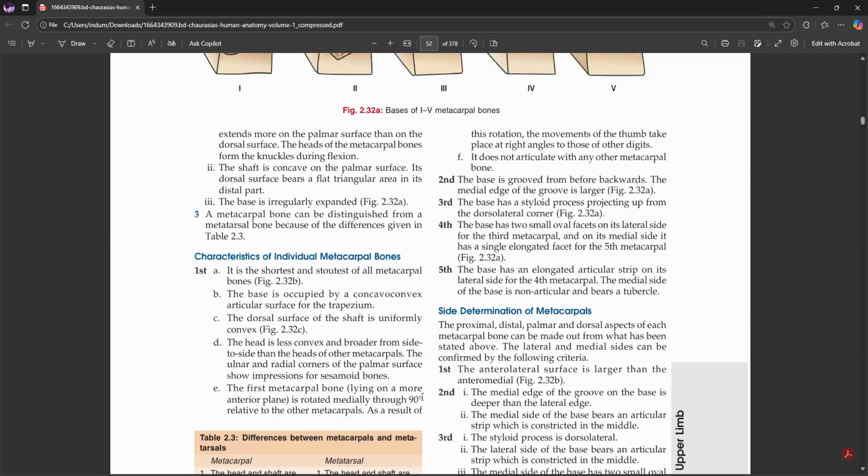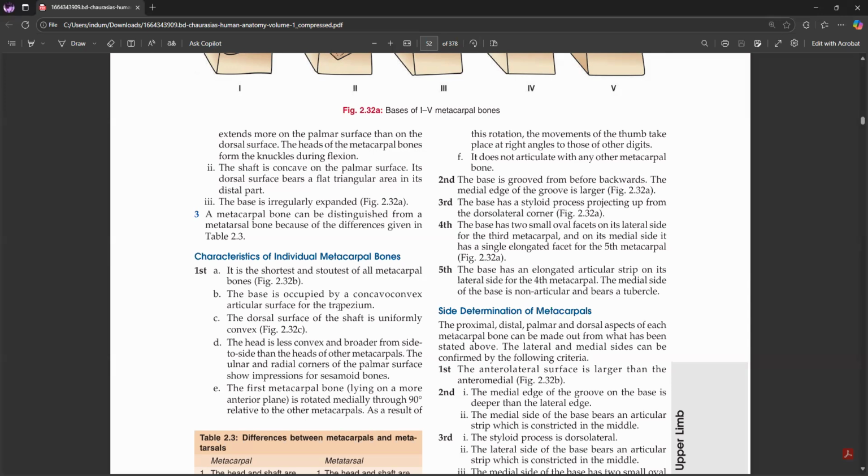The heads of the metacarpal bones form the knuckles during flexion. The shaft is concave on the palmar surface. Its dorsal surface bears a triangular area in its distal part. The base is irregularly expanded, figure 2.32a. Third, a metacarpal bone can be distinguished from a metatarsal bone because of the differences given in table 2.3.